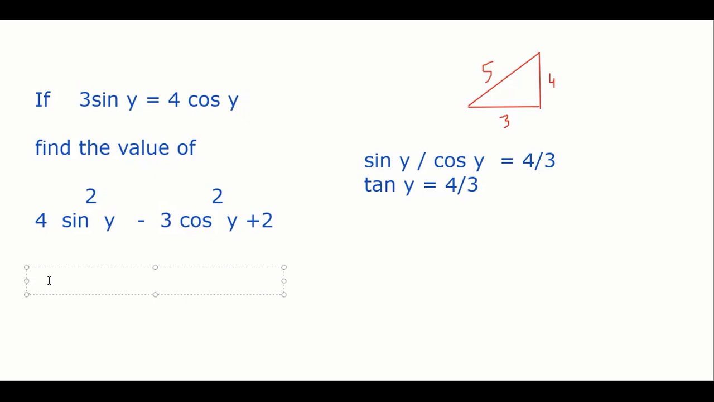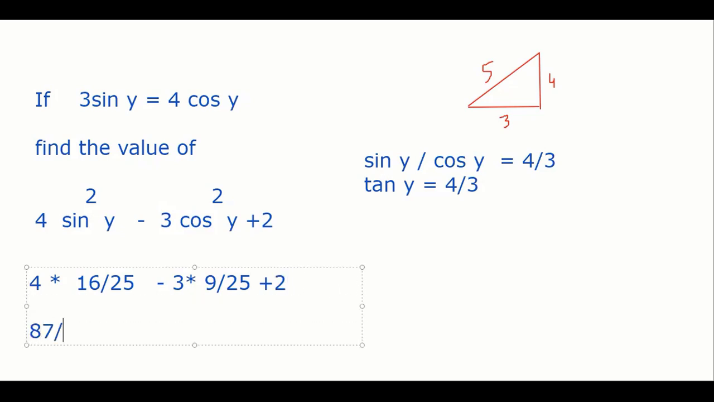4 into sin square y. What is sin y? P by h, 4 by 5, so 4 by 5 squared is 16 by 25. Minus 3 into cos square y; cos is b by h, base by hypotenuse, 3 by 5, so 9 by 25. Plus 2. When you solve this, obviously normal maths, we are not going to go inside it. You get 87 by 25. That's it. Simple, everybody. Very good.